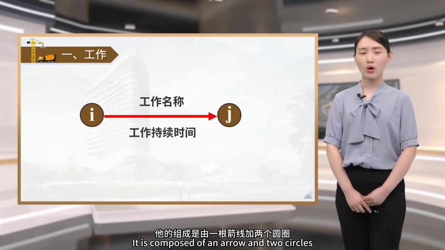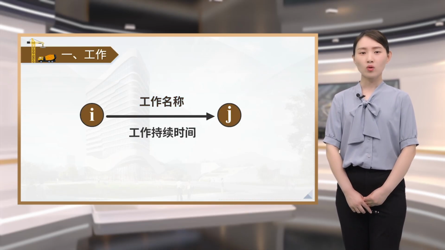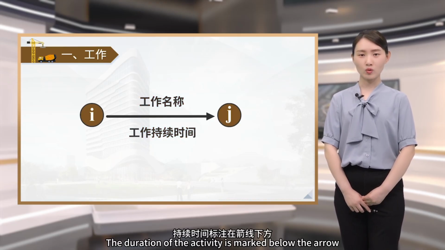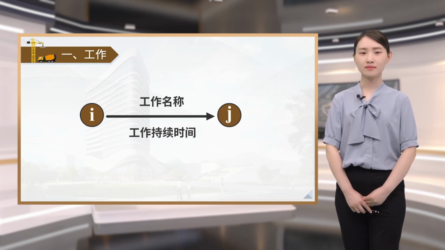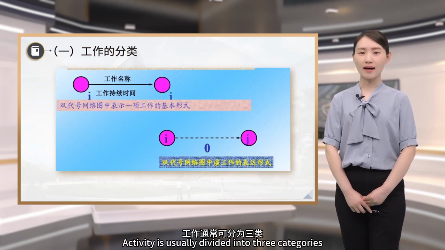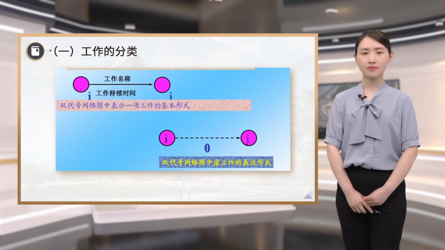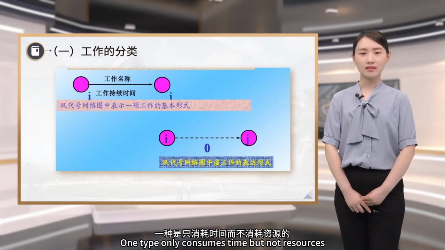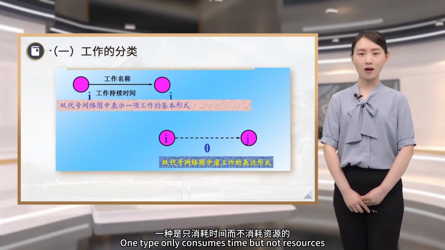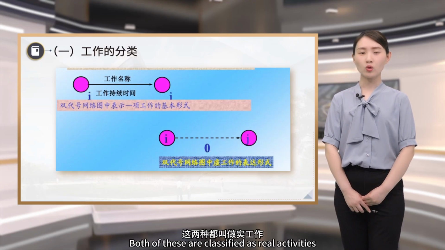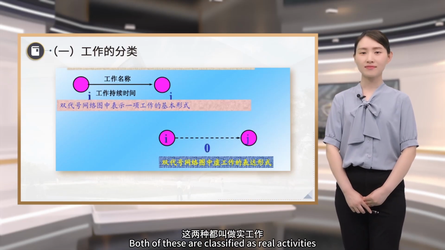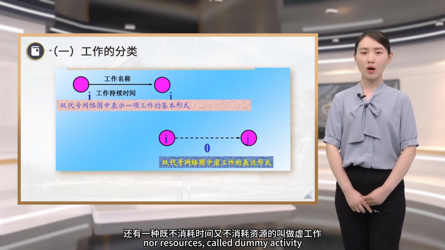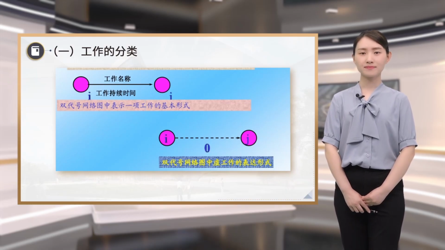It is composed of an arrow and two circles. The name of the activity is marked above the arrow. The duration of the activity is marked below the arrow. Activity is usually divided into three categories. One type consumes both time and resources. One type only consumes time but not resources. Both of these are classified as real activities. There is also a type that consumes neither time nor resources, called dummy activity.